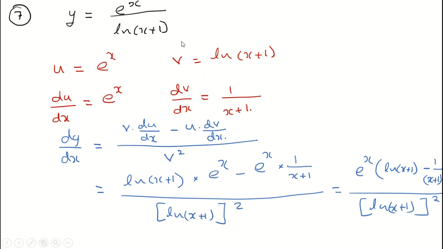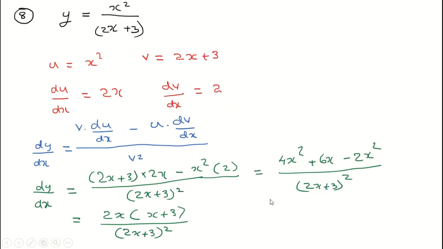Another example, e to the power x over ln x. When you differentiate e to the power x, it is e to the power x. When you differentiate ln x, it is 1 over x. So ln x into e to the power x, minus e to the power x into 1 over x. And you can take this e to the power x common out. That's the only simplification we can do.